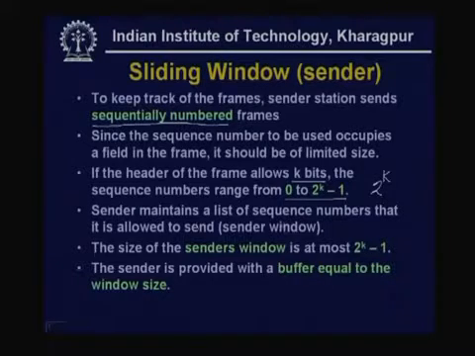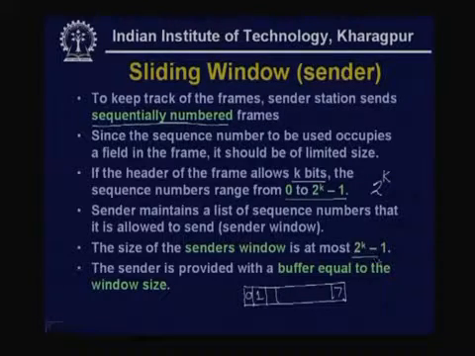Sender maintains a list of sequence numbers that are allowed to be sent. That means, a window is maintained at the sender's end. It is essentially the number of frames that can be sent, say starting with 0, and if you are using 3 bits, it can be up to 0, 1 to 7. However, you will see that the window size is usually not 2 to the power k, but 2 to the power k minus 1, less than this.